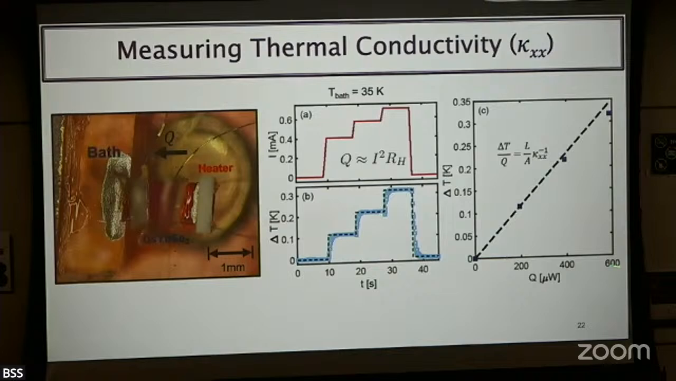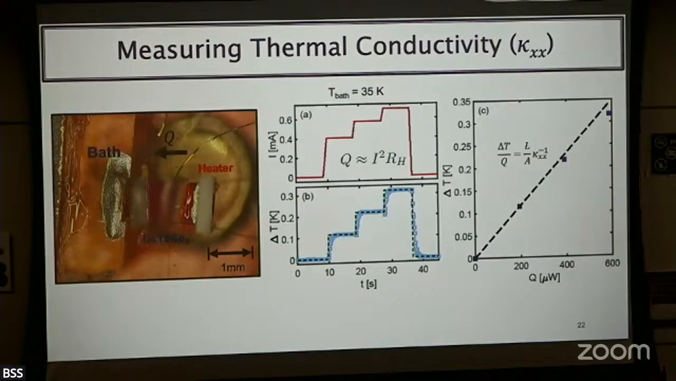And then we can plot the Q and delta T, get multiple data points, and get the linear plot, and that corresponds to kappa inverse. I mean, this is actually the inverse of the thermal conductance or thermal resistance, in analogy to electrical conduction, okay?